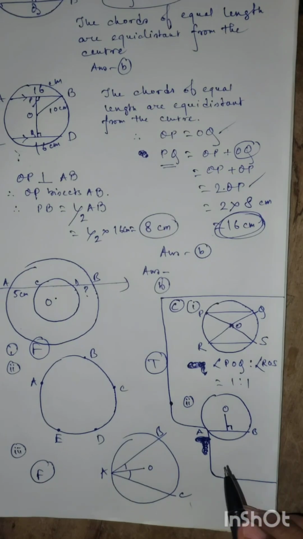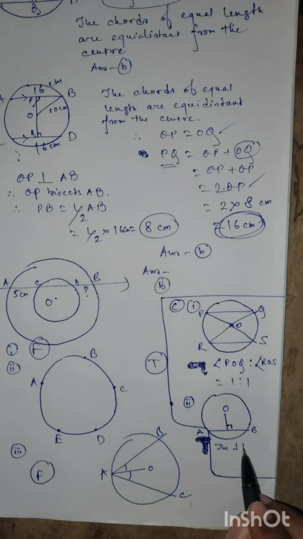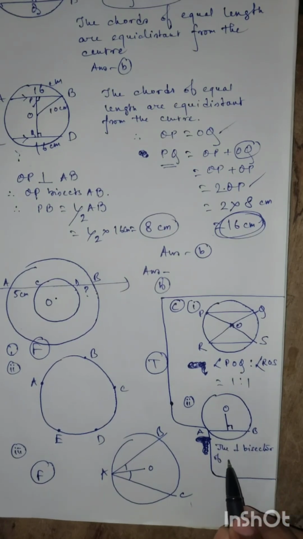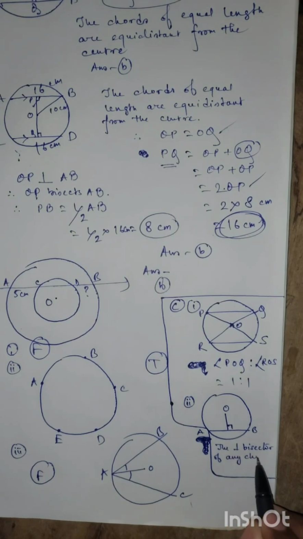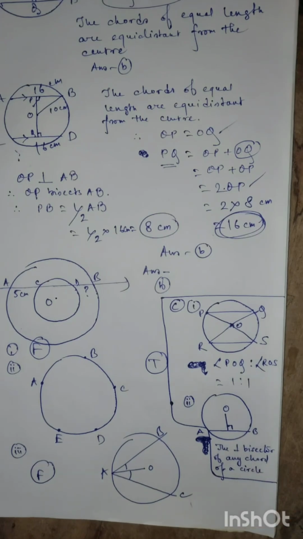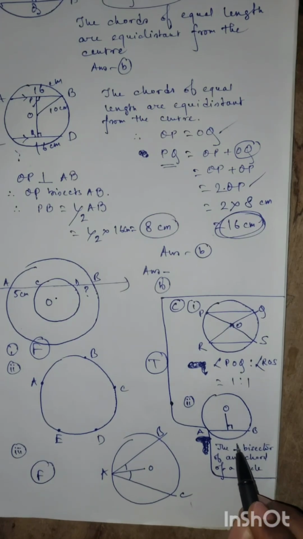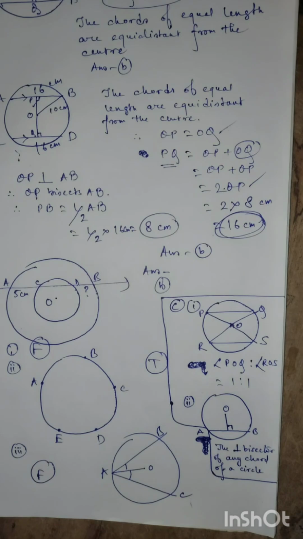The perpendicular bisector of any chord of a circle passes through the center.